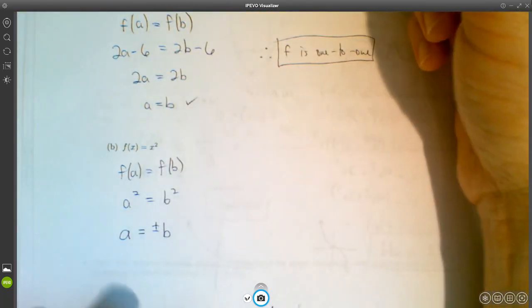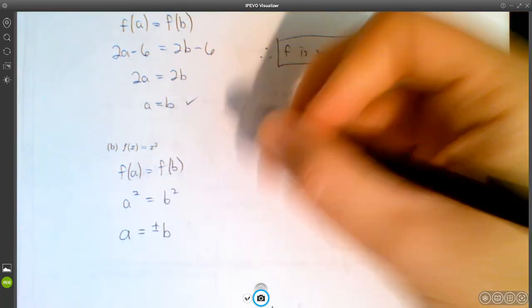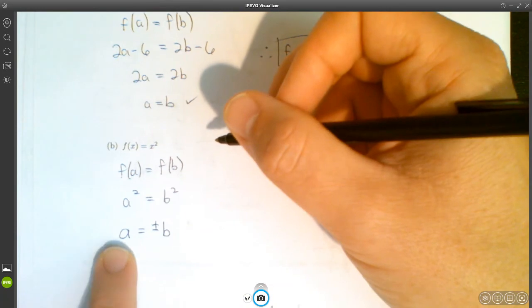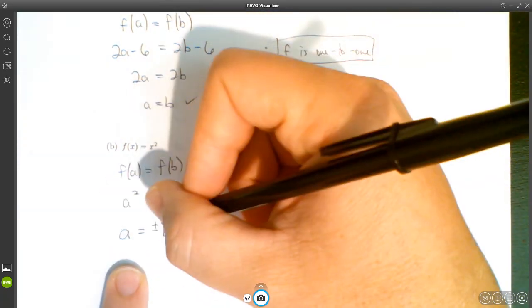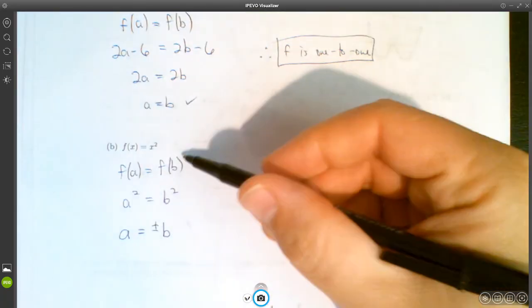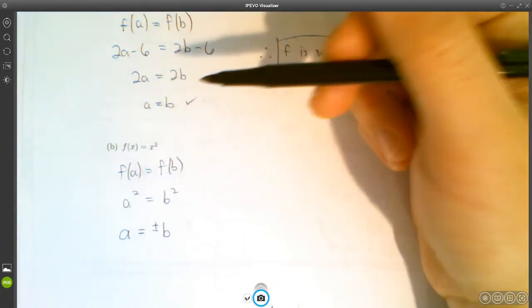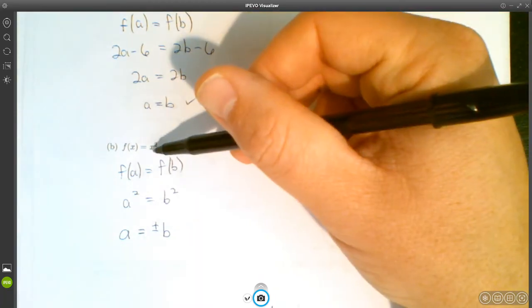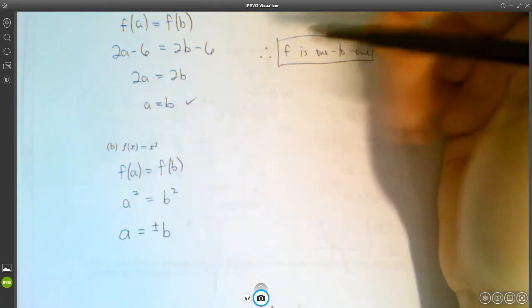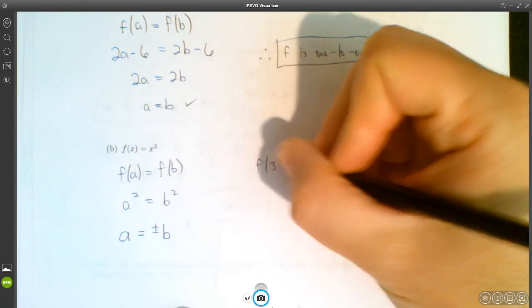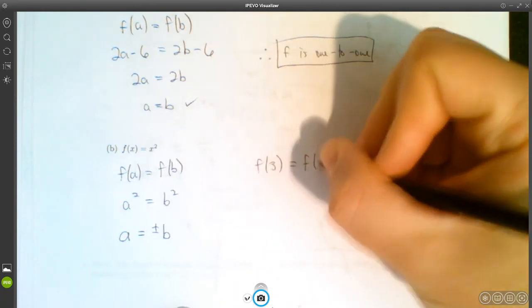To show it, I just need to give a counterexample. So I can say something like this. What would be a good counterexample? Well, this gives us a hint, right? It tells us that if a and b are opposites, they're going to give you the same output. So like if x is 3, you're going to get the same output as you would get if x is negative 3, right? So we could say, for example, f of 3 equals f of negative 3, right?